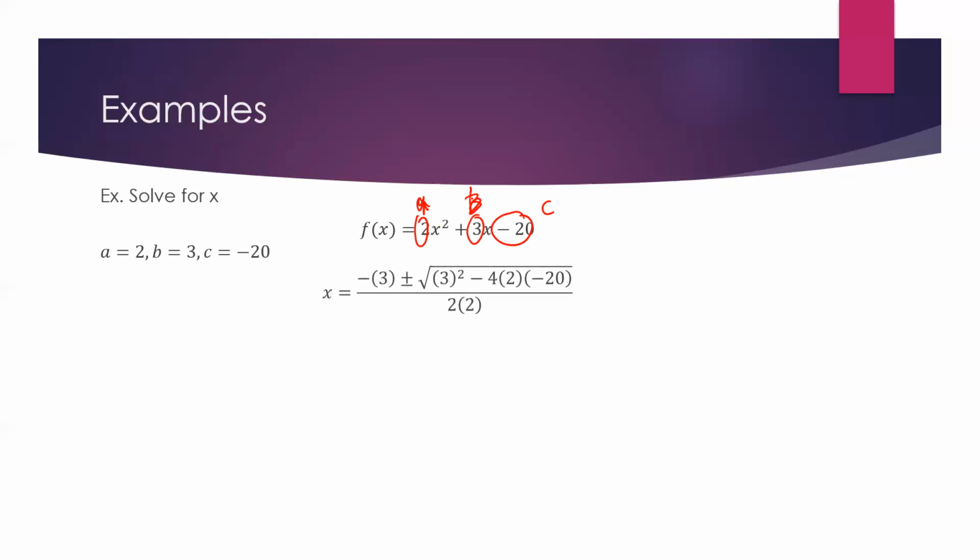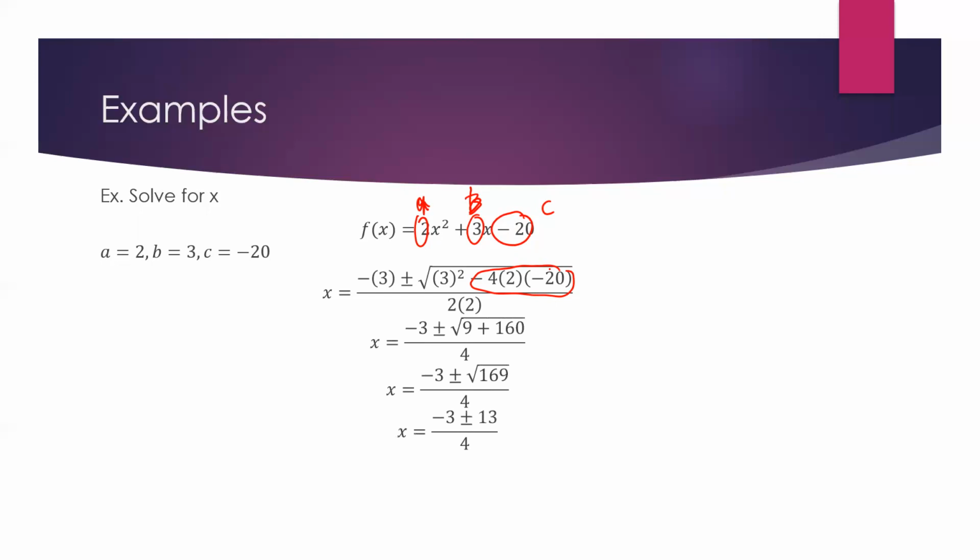Again, be really careful with the signs. That's where people tend to make a lot of mistakes. We are simply going to multiply negative 4 times 2 times negative 20. So we multiply these right here. That ends up giving us positive 160. So then I add the two numbers in the square root.